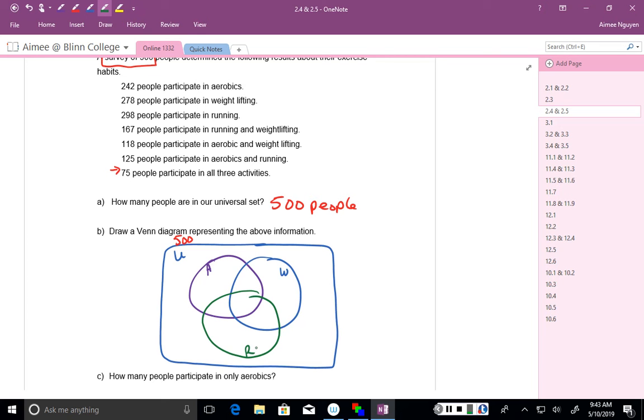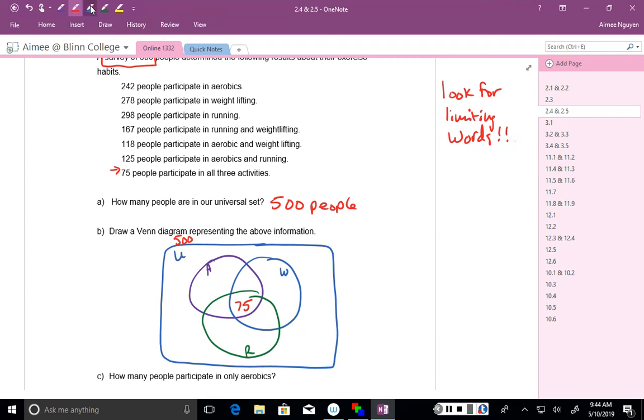Again, we're going to start with those 75 people that did everything. Those 75 people that did everything go right here in the middle. The hardest thing about Venn diagrams is being careful with words like only or not or but not. Those are limiting words. So look for limiting words. If there are limiting words, then we're going to have to be careful with what portion we assign a number to. If there are not limiting words, then we're going to have to subtract things from those.